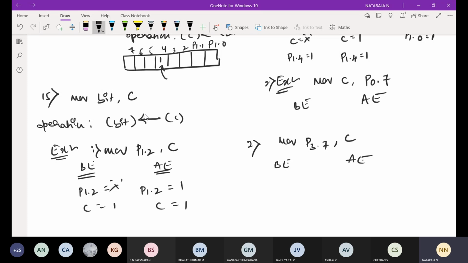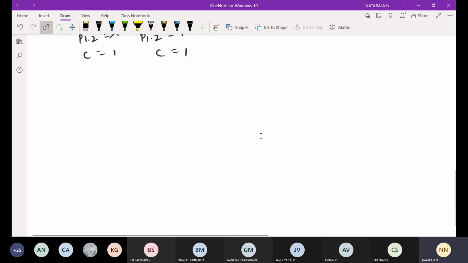Totally 15 examples, 15 different types of instructions in the data transfer instructions. 13 are byte data transfer instructions and 2 are bit transfer instructions. Next we'll move to arithmetic instructions.